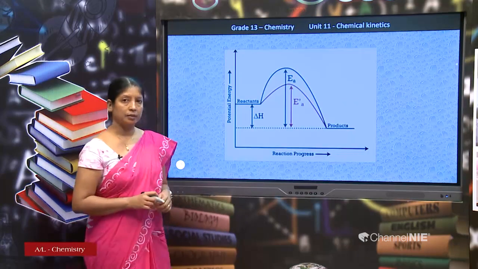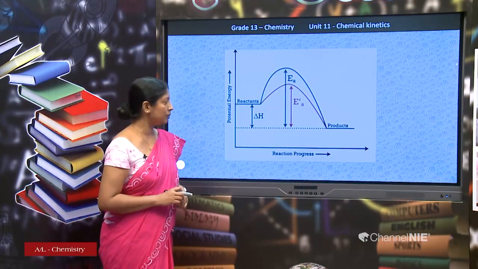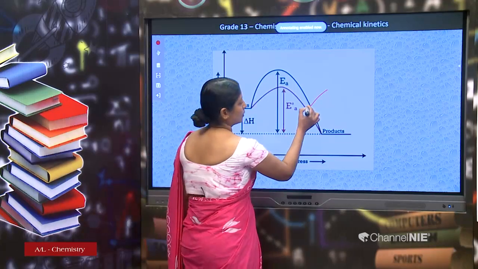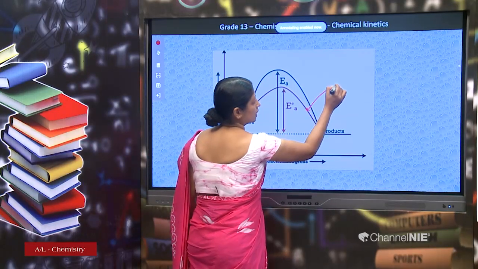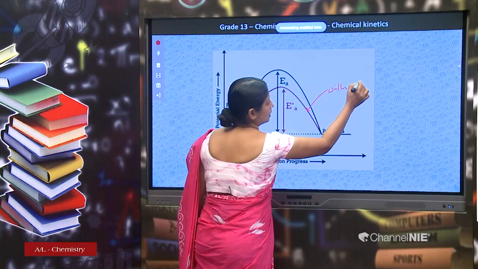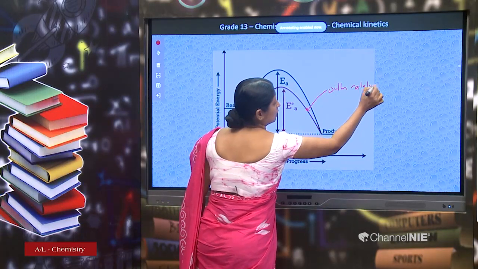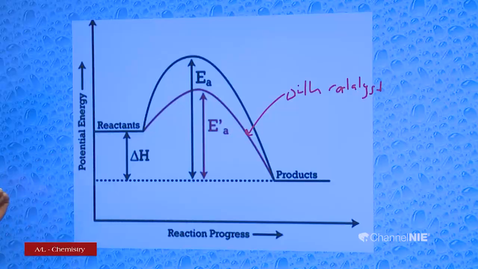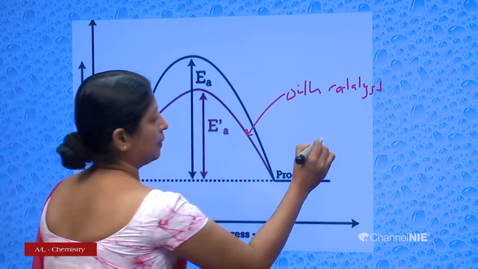What about this diagram? Can you all identify this diagram? Now, here reactants are having more energy than products. Again, the red color one gives how the reaction proceeds in the presence of catalyst. As reactants are having more energy than products, we call this an exothermic reaction.